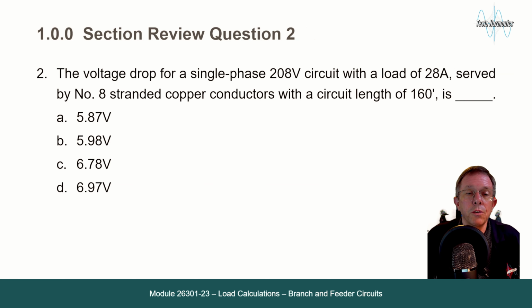The voltage drop for a single phase 208 volt circuit with a load of 28 amps served by a number 8 stranded copper conductors at a circuit length of 160 feet is 5.87 volts, 5.98 volts, 6.78 volts, or 6.97 volts. And that's going to be 6.97 volts.